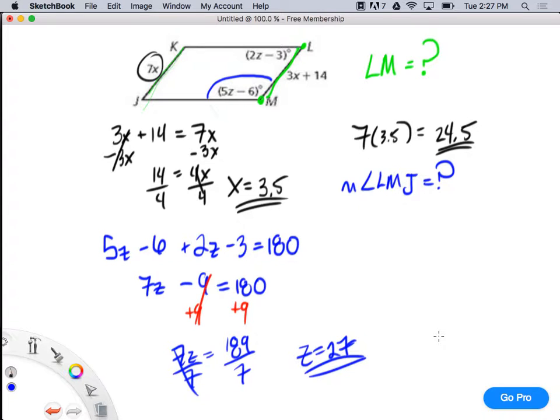Okay, so those are two very good examples. I'm pretty sure those are the exact examples I give you on the Kahoot. Any questions on those? Okay.